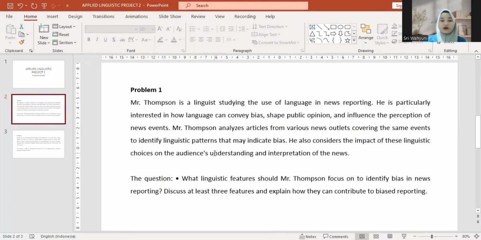So the question, what linguistic features should Mr. Thompson focus on to identify bias in news reporting? Discuss at least three features and explain how they can contribute to bias reporting.